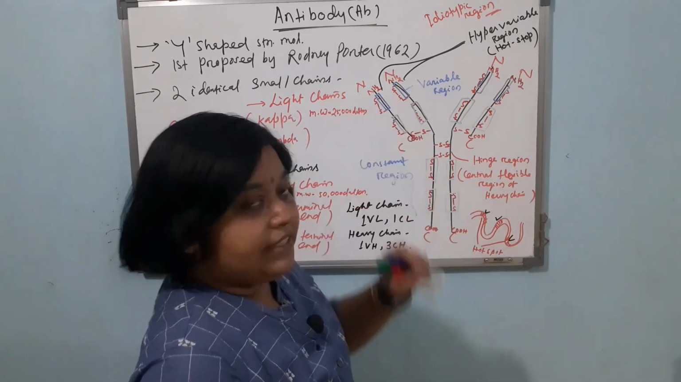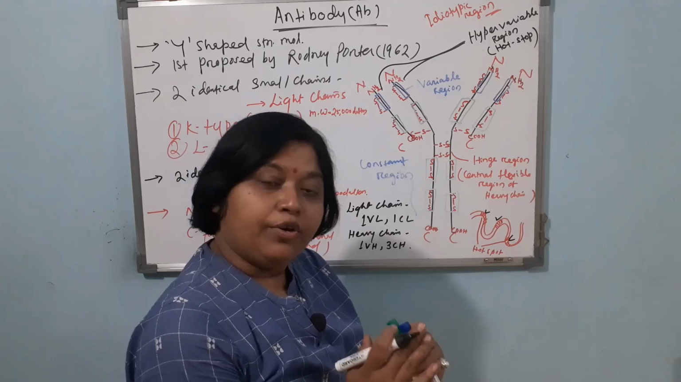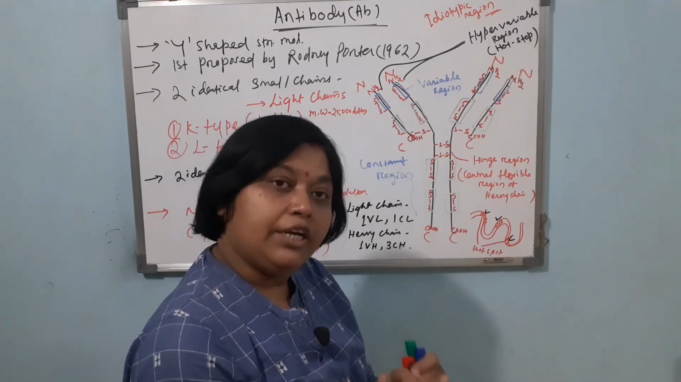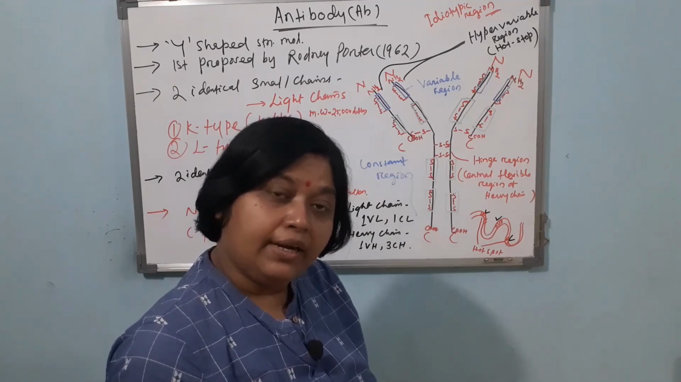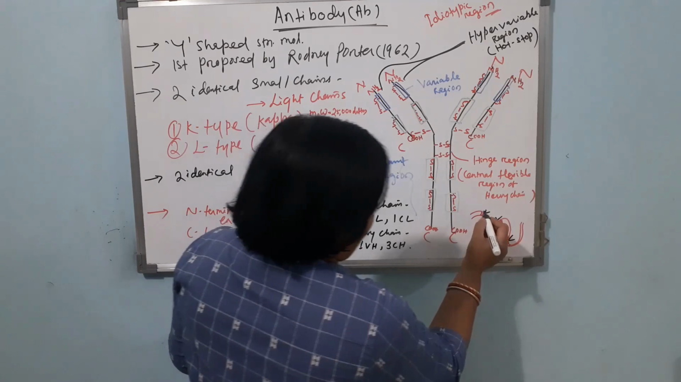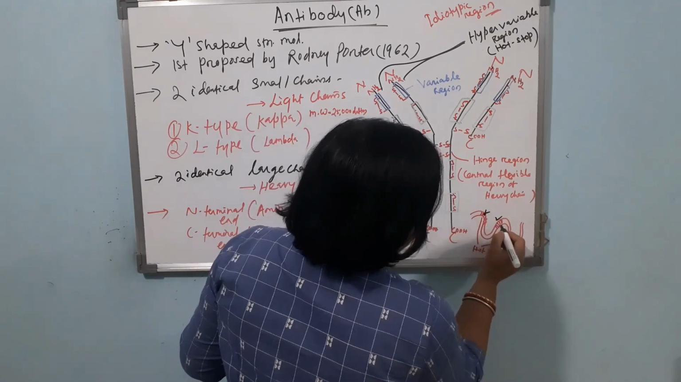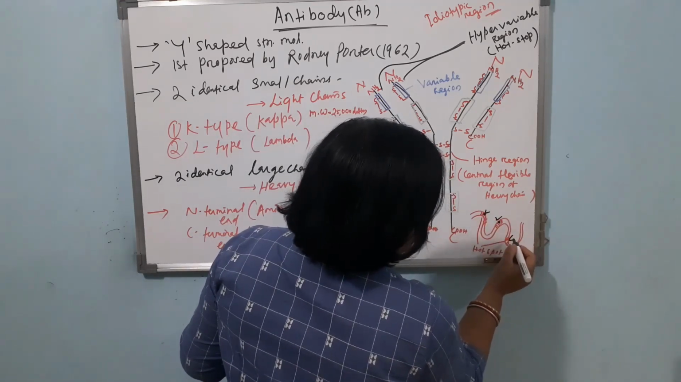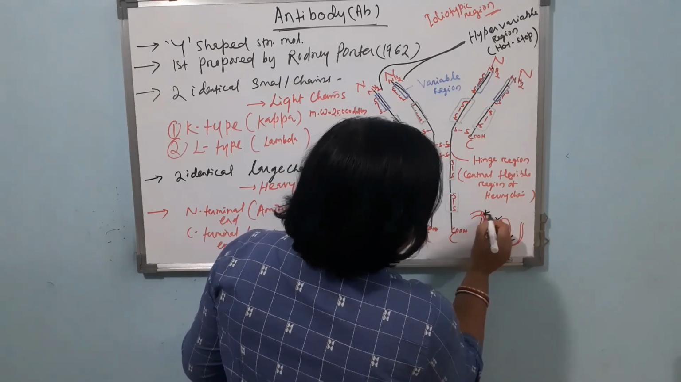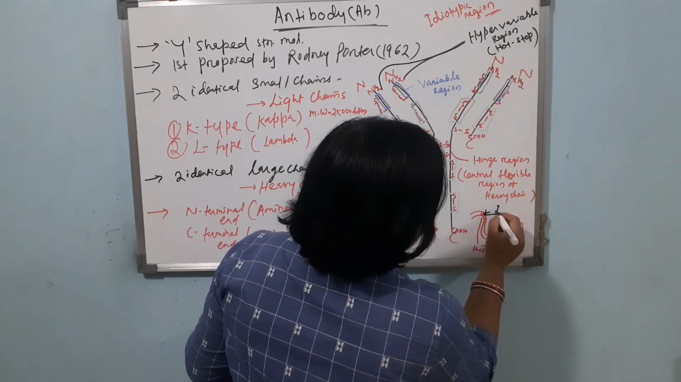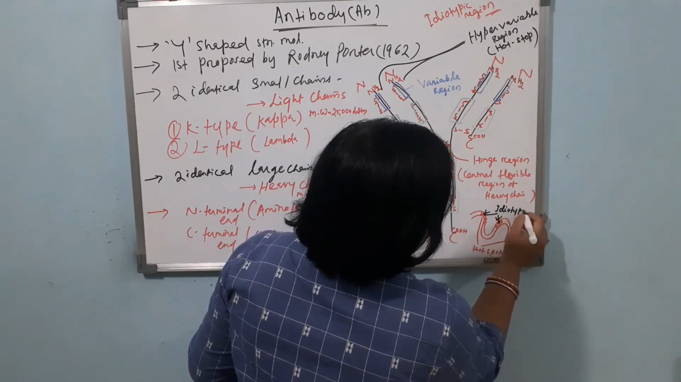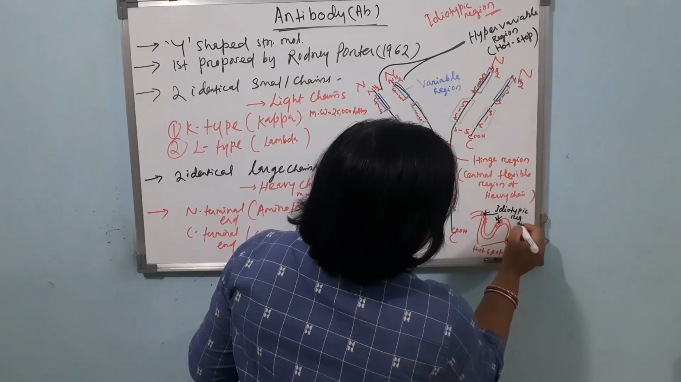So, in light chain you will find 3 idiotypic region, and in heavy chain you will find 4 idiotypic region where antigen will get bind. So, at which point this antigen will get bind with it, those particular region is known as idiotypic region.